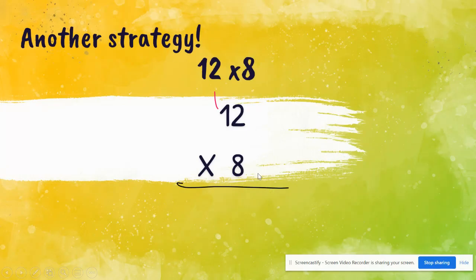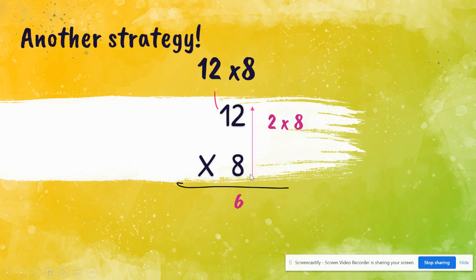And then we have one more strategy, or stacking it. So we multiply up first. 8 times 2, okay? We know that equals 16. So what I've done here is I keep my 6 on the bottom and I carry my 1, and I'll show you how we do that in just a moment.